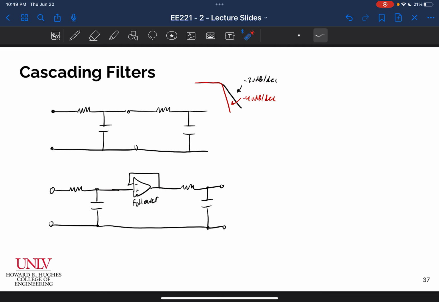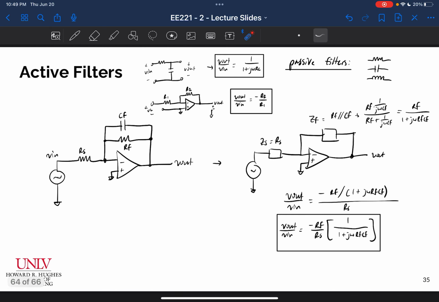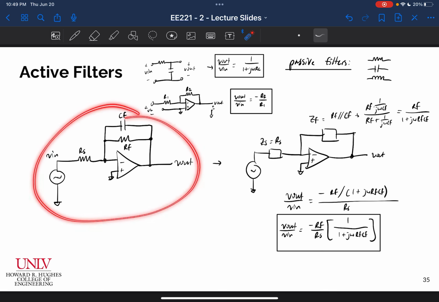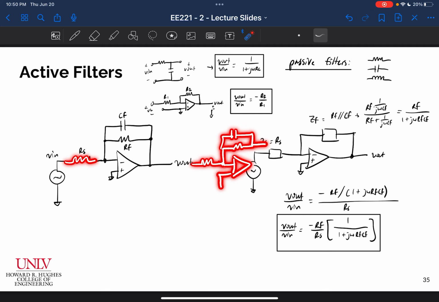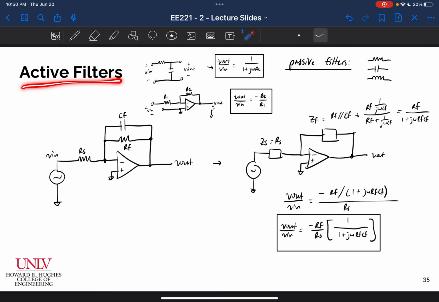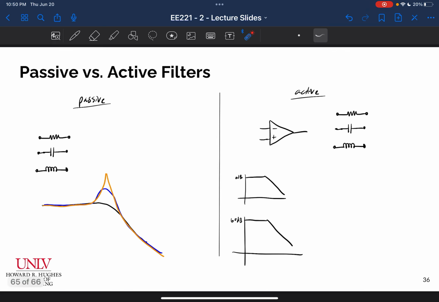And so my overall response would be something like this, a 40 dB per decade drop, all made possible by this op amp. And because active filters use op amps, they also have very good properties when cascading them. So going back to my active filter example, if I just stacked two of these, one right after the next, I take this V out and feed it right into a new RS and create another filter here with another op amp, just like that, I would get 40 dB per decade as well, because active filters are good for cascading. Passive filters are not good for cascading, okay?